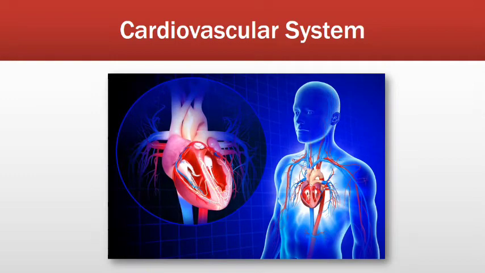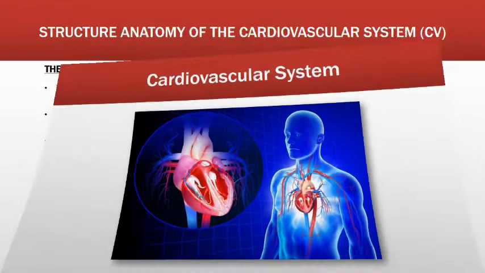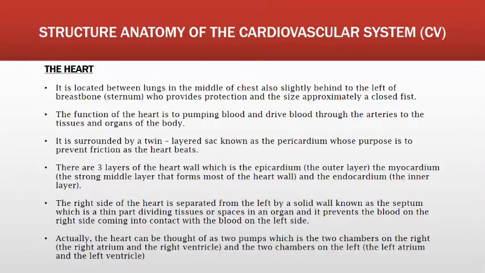So, this is an image of the cardiovascular system. Structure and anatomy of the cardiovascular system. The heart. It is located between the lungs in the middle of the chest, slightly behind and to the left of the breastbone, which provides protection, and its size is approximately a closed fist.